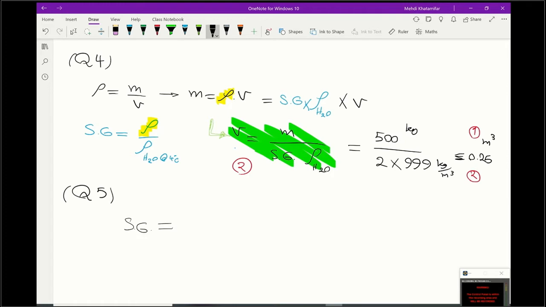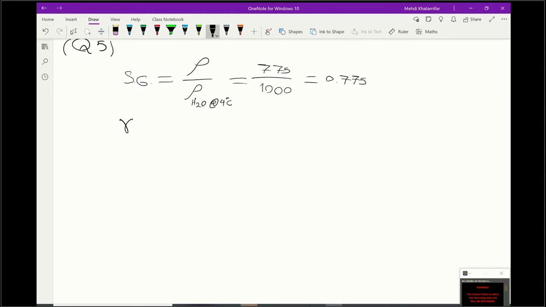Specific gravity was density of anything divided by density of the water at 4 degrees. So what was the density? 775 divided by, for example, 1000 to make everything easy for us. So it's going to be 0.775 and no unit. For specific weight, it's going to be rho g. Rho is 775 and g is 9.81, and it's going to be 7.6 times 10 power 3 Newton per cubic meter. Okay.